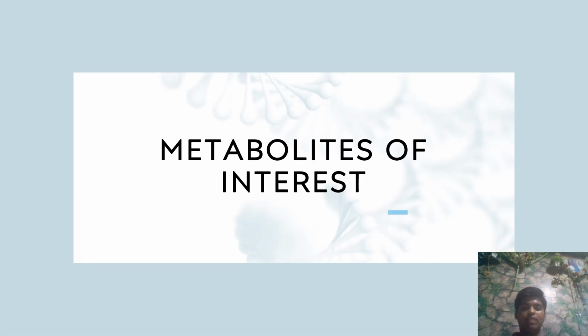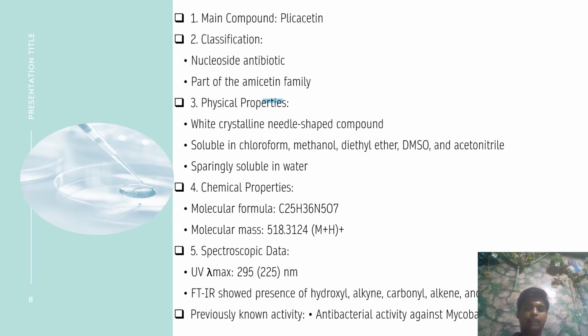So moving on with the metabolite of interest, the antimicrobial metabolites were extracted from the culture supernatant of Streptomyces species SPF5 using diethyl ether. This extract showed strong antimicrobial activity against both bacteria and fungi. The main antimicrobial compound was isolated and purified from the diethyl ether extract, and it was identified as plicacetin, a nucleoside antibiotic.